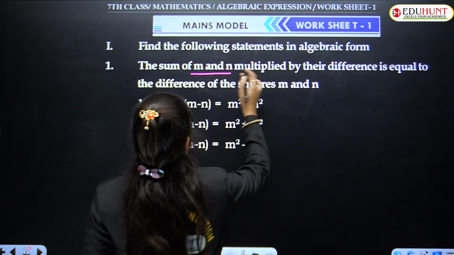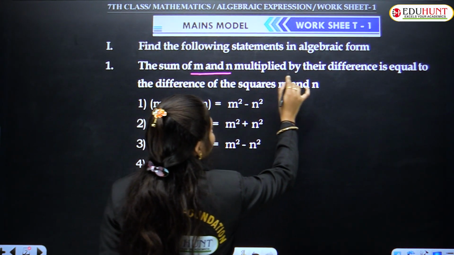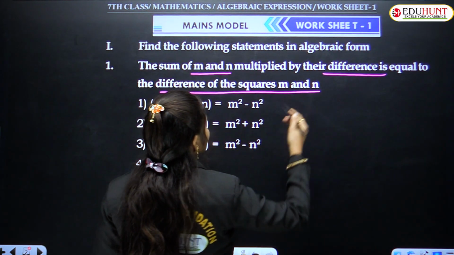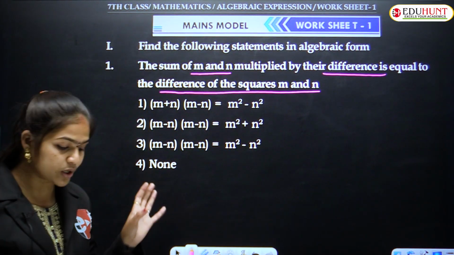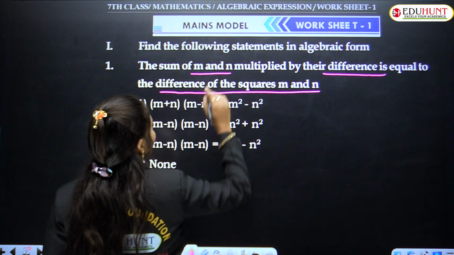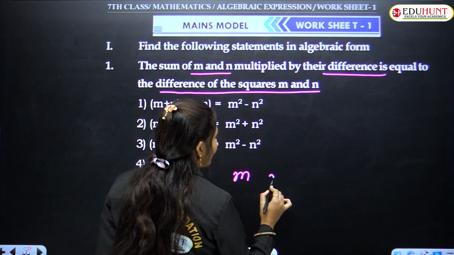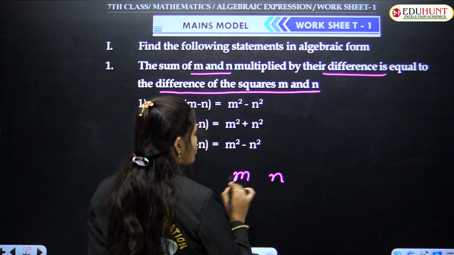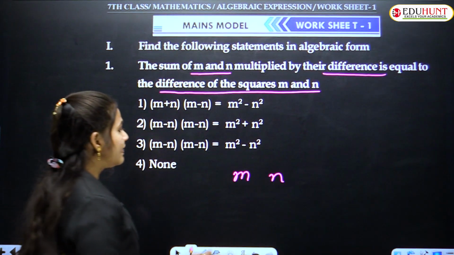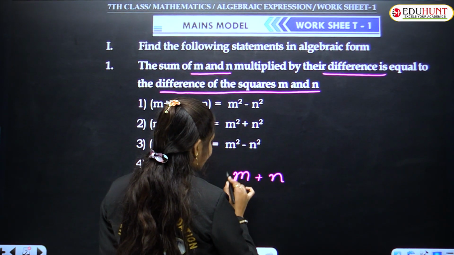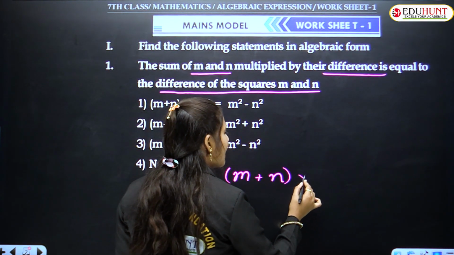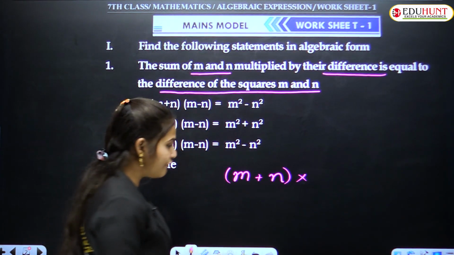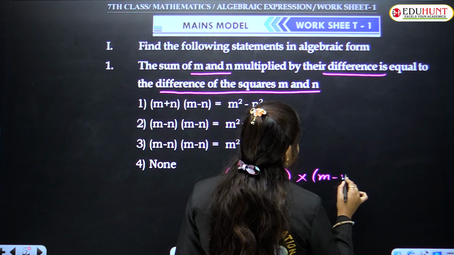The sum of m and n multiplied by their difference is equal to the difference of the squares of m and n. What is the meaning of that? See here, the sum of m and n, so here two variables, m and n. The sum of m and n is multiplied by the difference of m and n. The difference of m and n means m minus n.